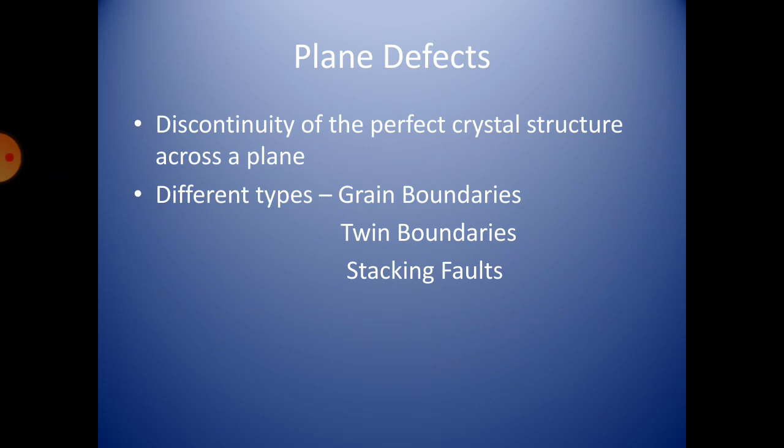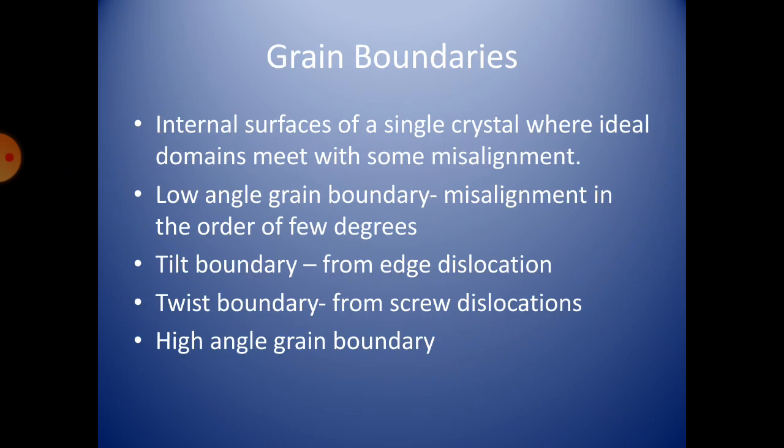And next is plane defects. A plane defect arises due to the discontinuity of the perfect crystal structure across a plane. There are three different types of plane defects: grain boundaries, twin boundaries, and stacking faults. Coming to grain boundaries: internal surfaces of a single crystal where ideal domains meet with some misalignment.